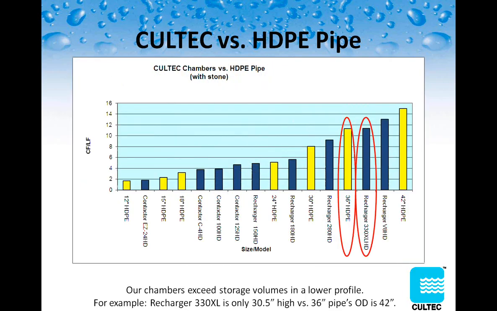And if you take a look at, say, our 30-inch tall chamber, which is our Recharger 330, comparing that to a 36-inch diameter pipe, where the outside diameter is actually 42 inches, the 30-inch tall chamber holds more storage volume than that pipe, which is 42 inches in outside diameter. So, storing that water at lower profiles is advantageous, especially when you're limited in depth.